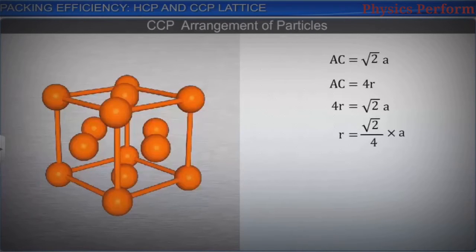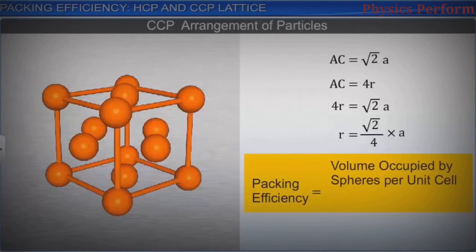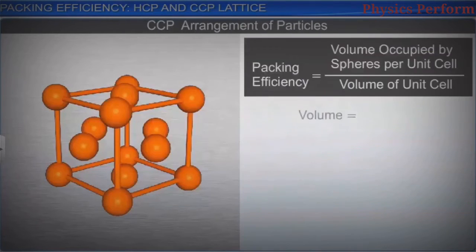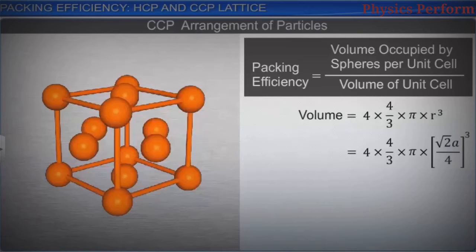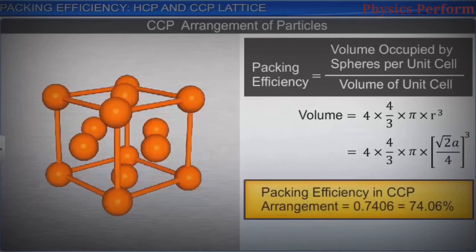Packing efficiency is the ratio of the volume occupied by the spheres per unit cell to the volume of a unit cell. The volume occupied by 4 spheres is given by 4 multiplied by 4 upon 3 multiplied by pi multiplied by r cube. This expression in terms of edge length a is 4 multiplied by 4 upon 3 multiplied by pi multiplied by (root 2 a upon 4) whole cube. Hence, the packing efficiency in CCP arrangement is 0.7406, which is equal to 74.06%.